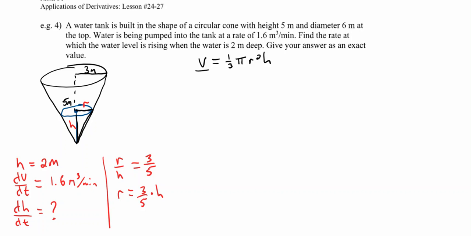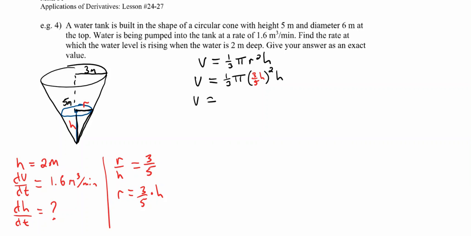Now, you physics people, what do you think we could do with that? Yeah, we can substitute that in, can't we? Why not replace that R with this expression? So we'll write it in as V is equal to 1/3 pi, and then instead of an R, I'm going to be putting in three over five H. I just made it red so you can see that it was the same. I just replaced the R there, right? Okay, and then we'll just clean this up a bit.